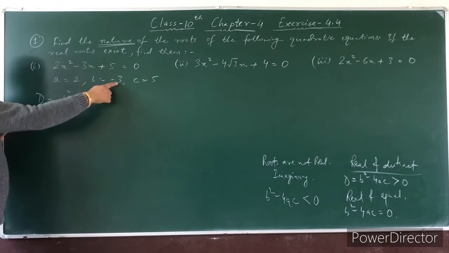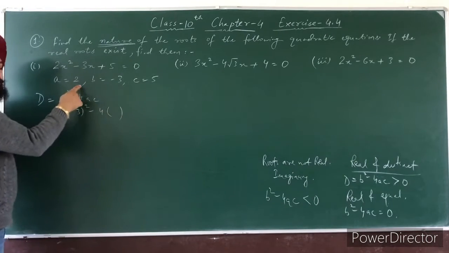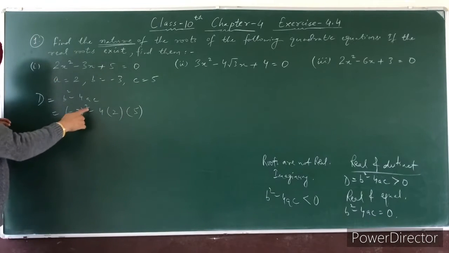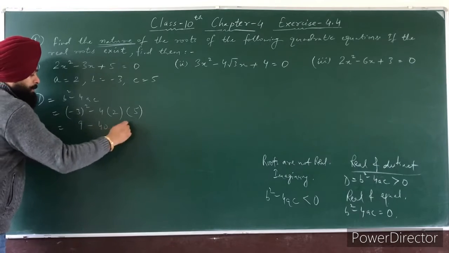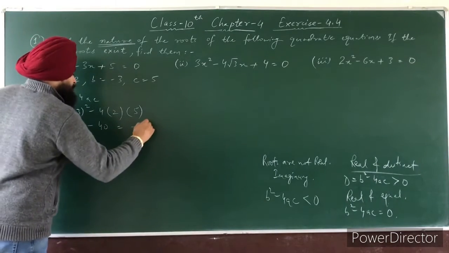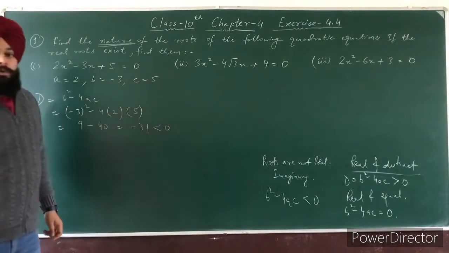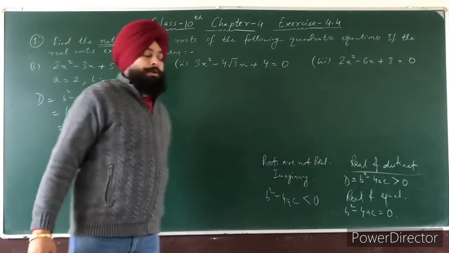So value of b is here minus 3, value of a is here 2, and c is 5. So minus 3 square is 9. 4 2s are 8, and 8 5s are 40. So 9 minus 40 is how much? 9 minus 40 is minus 31. So minus 31 is negative value, so it is less than 0. So now what is the nature? Nature is not real.